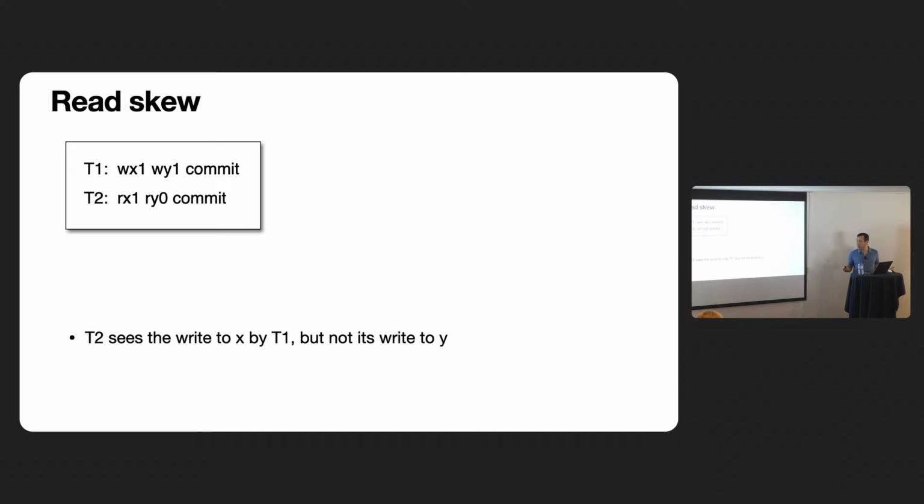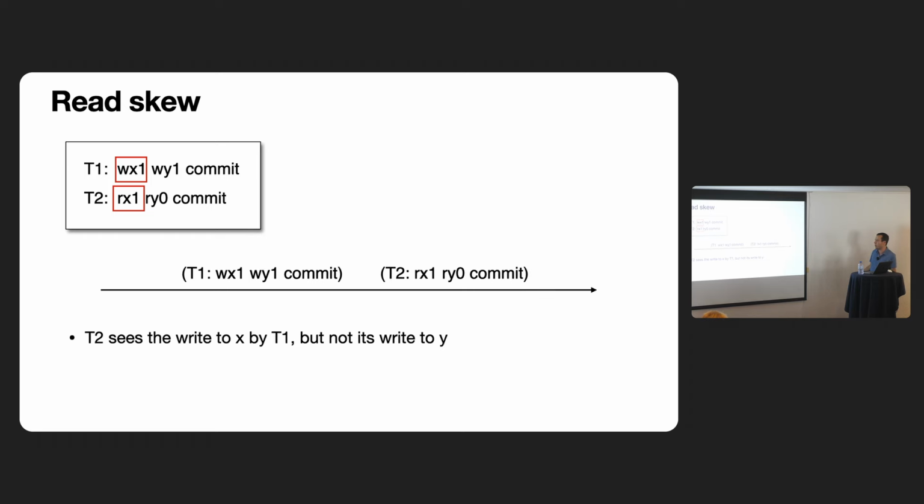Right, it's not serializable, of course, because if I have to order these somehow to get a valid sequential execution, well, I have a read of X of 1 here, write of 1 to X here, so T2 sees the write by T1. That means that T2 has to come after T1. But then if I look at what this should give me in the sequential execution, then of course I should get 1 and not 0.